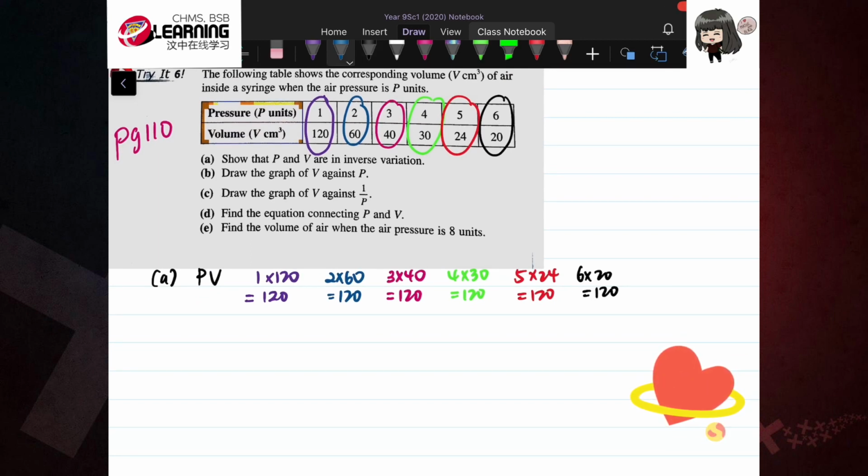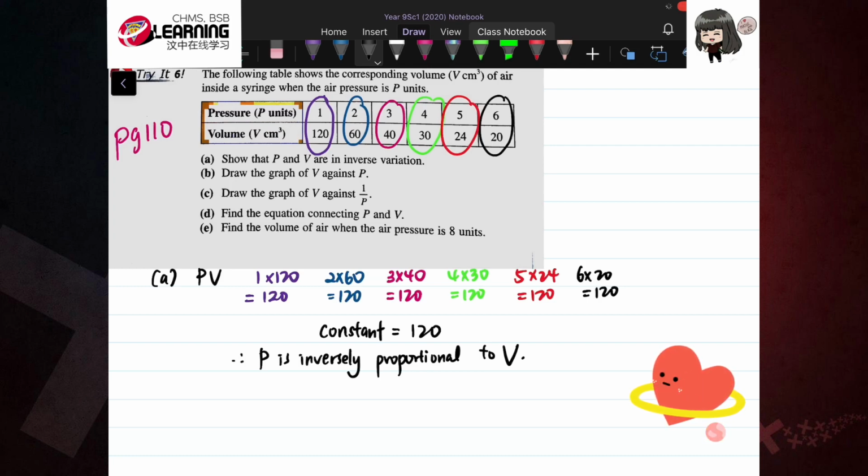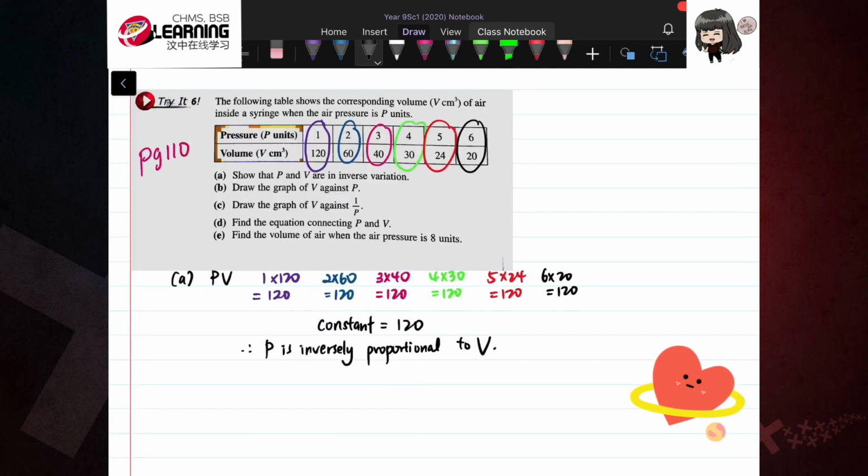So here we have shown that it's an inverse variation because we have found our constant, and the constant is 120. So your k here is 120. We can say that P is inversely proportional to V. This is how we show that it's an inverse variation or inverse proportion, by finding the constant. Now part B: draw the graph of V against P.